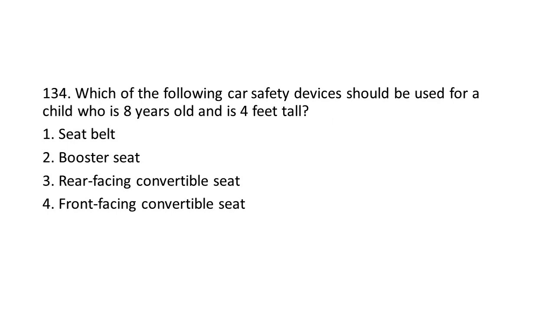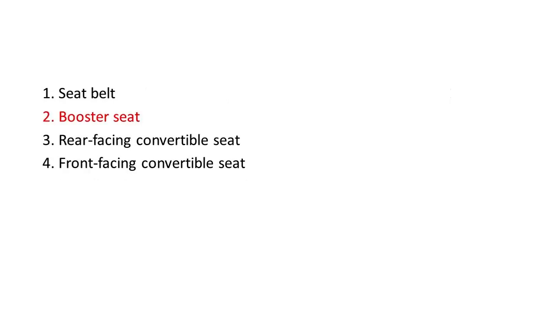134. Which of the following car safety devices should be used for a child who is 8 years old and is 4 feet tall? 1. Seat belt. 2. Booster seat. 3. Rear-facing convertible seat. 4. Front-facing convertible seat. The answer is 2.